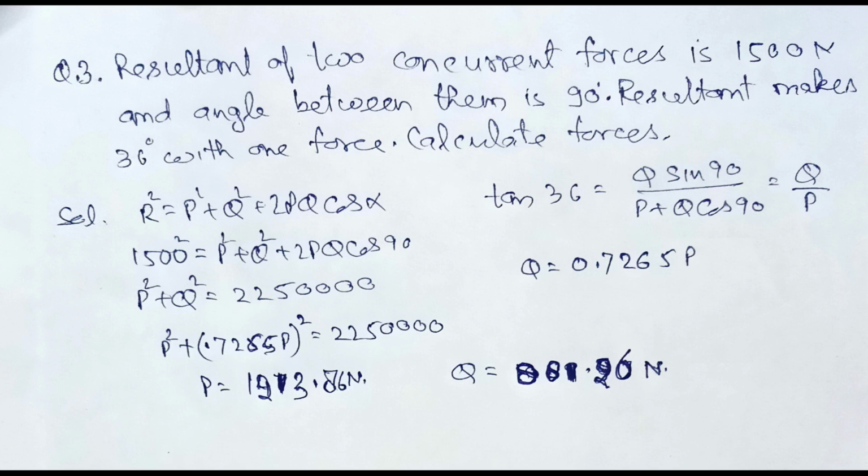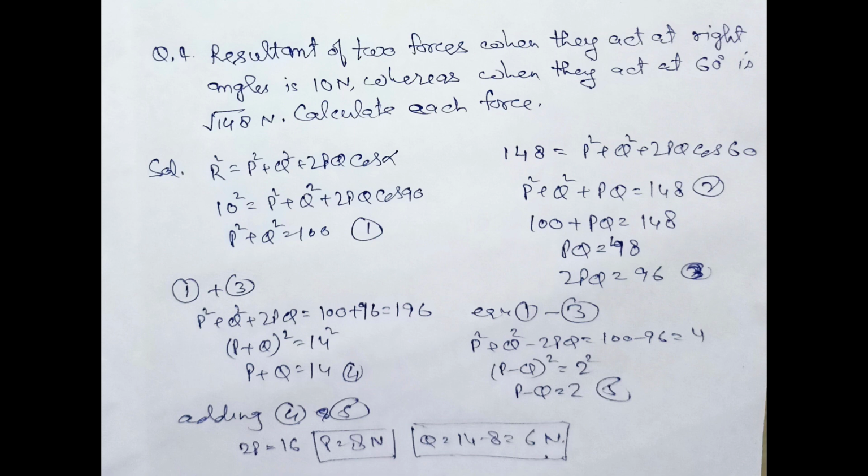Similarly, put values in equation number 2, tan theta equal to Q sin alpha upon P plus Q cos alpha. We will get tan 36 equal to Q sin 90 upon P plus Q cos 90. So we will get Q by P, or we can say Q equal to 0.7265 P. Putting this value of Q in equation number 1, we will get P equal to 1213.86 Newton, and in this way we can find out Q also. Q equal to 881.26 Newton. Let's take the last question.